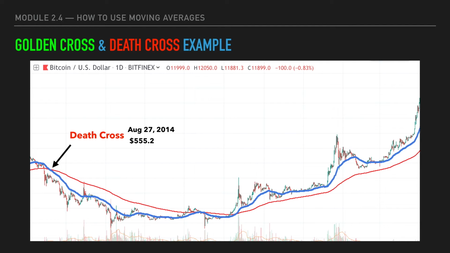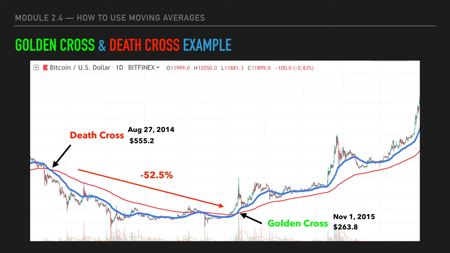On August 27, 2014, the death cross occurred at $555.2, which means on that day, the 50-day moving average crossed the 200-day moving average and closed below that. That's called a death cross. Since then, the market went all the way down to, I think, around $260. So that's equivalent to 52.5% drawdown on Bitcoin.